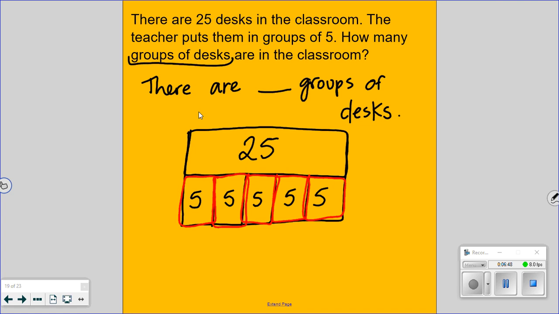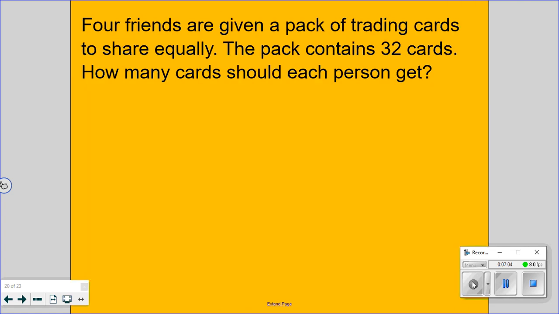Paxton? I had 5 groups. It just so happened that 5 went in each group, but the number of groups I have is 5. So far, so good? Awesome. Fill in our answer sentence. Step 2, answer sentence. Do step 1 and step 2 and then stop.